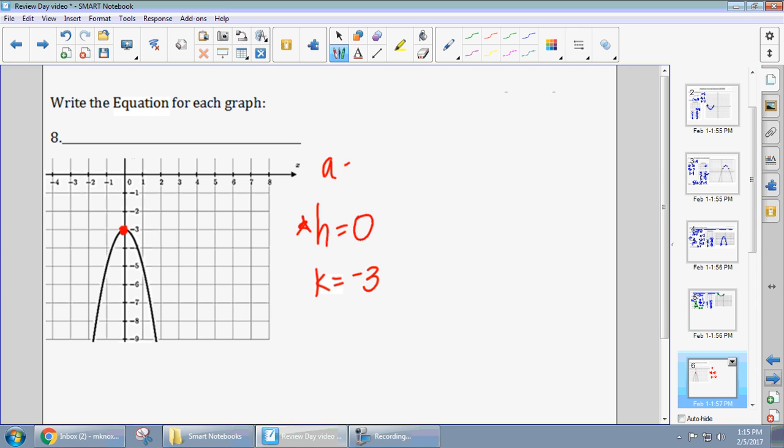My A, let's see how I moved. My important points, remember, I'd go back 2, down 4, or back 1, down 1. This time when I go back 1, I go down 2. Back 1, down 2. Forward 1, down 2. So that tells me that my A is going to be a 2, and it's going to be negative since I'm opening downward. So negative A. So my equation for number 8 is y equals -2x squared and then -3.